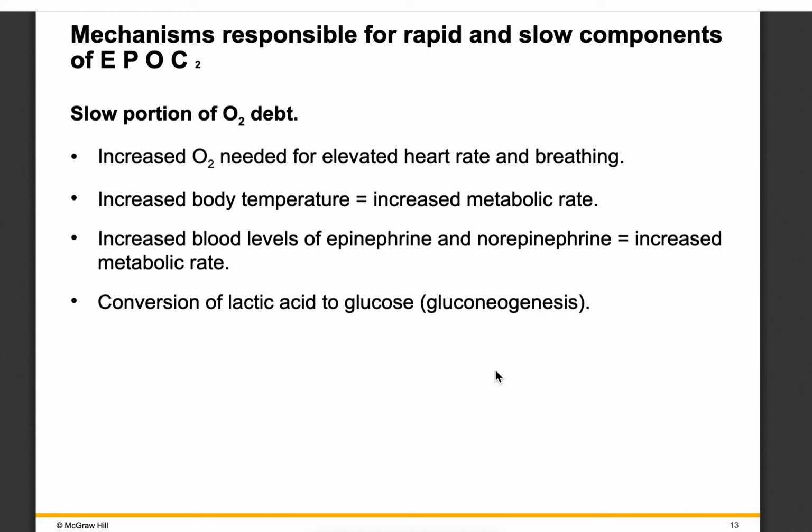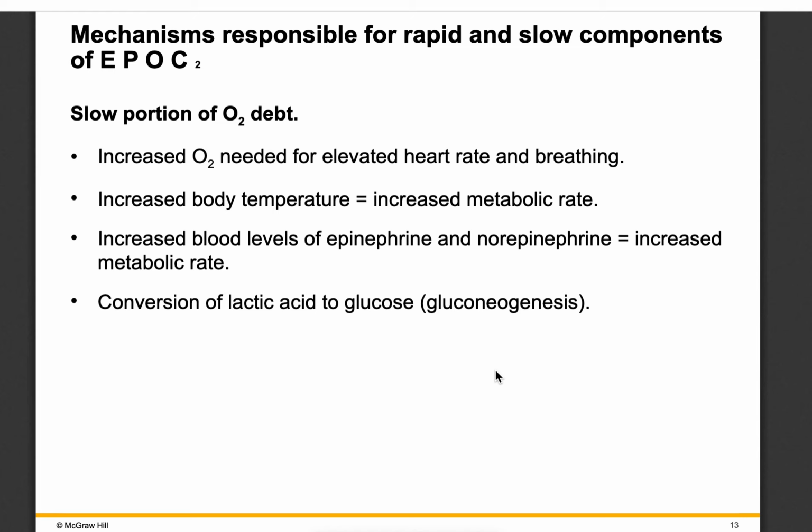and so you're going to consume more. Also, your body temperature increases with exercise, and that increases metabolic rates, and you're going to have to cool yourself, and that's going to take more energy. And so what you're starting to see here is that the O2 that you're consuming afterwards and that staying elevated is all trying to bring yourself back to homeostasis, lower your temperature, lower your heart rate, those types of things.